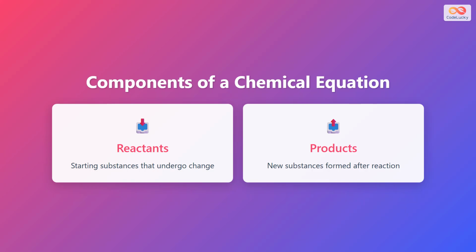Every chemical equation has two main components. First, we have reactants, which are the starting substances that undergo change during the reaction. Second, we have products, which are the new substances formed after the reaction takes place. Understanding these two components is fundamental because they tell us what we start with and what we end up with in any chemical process.